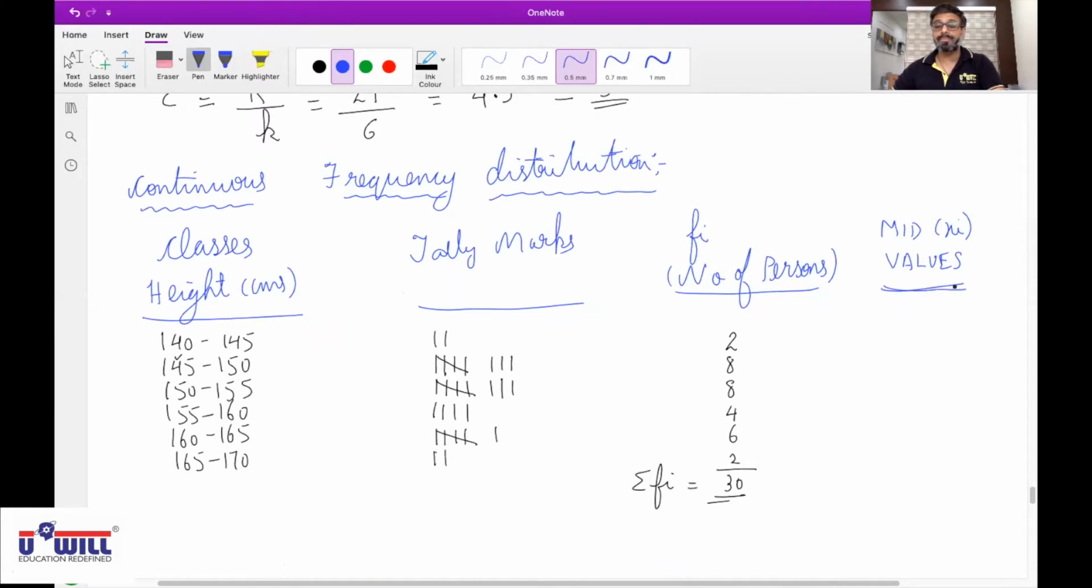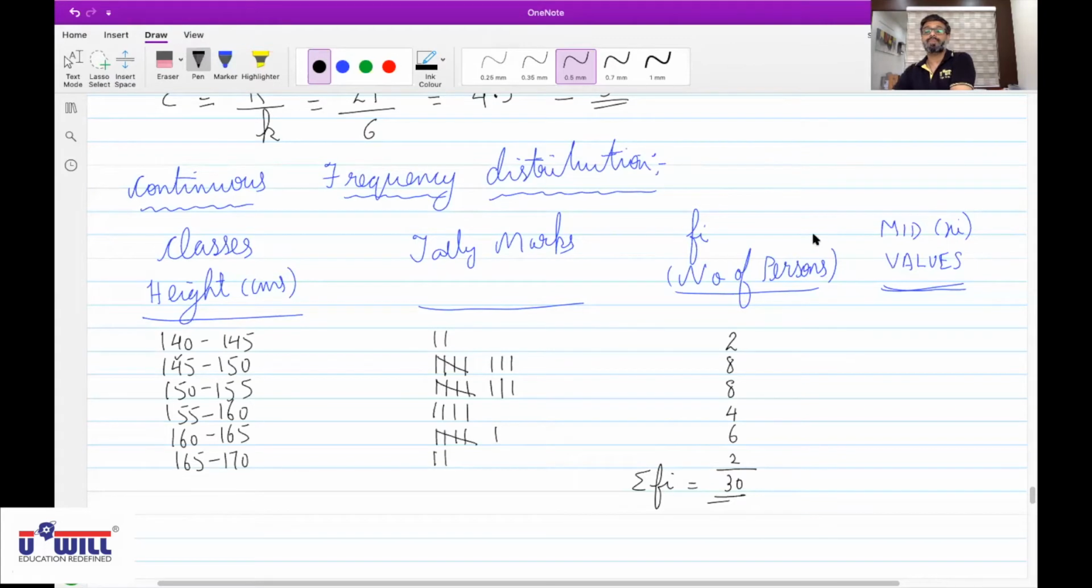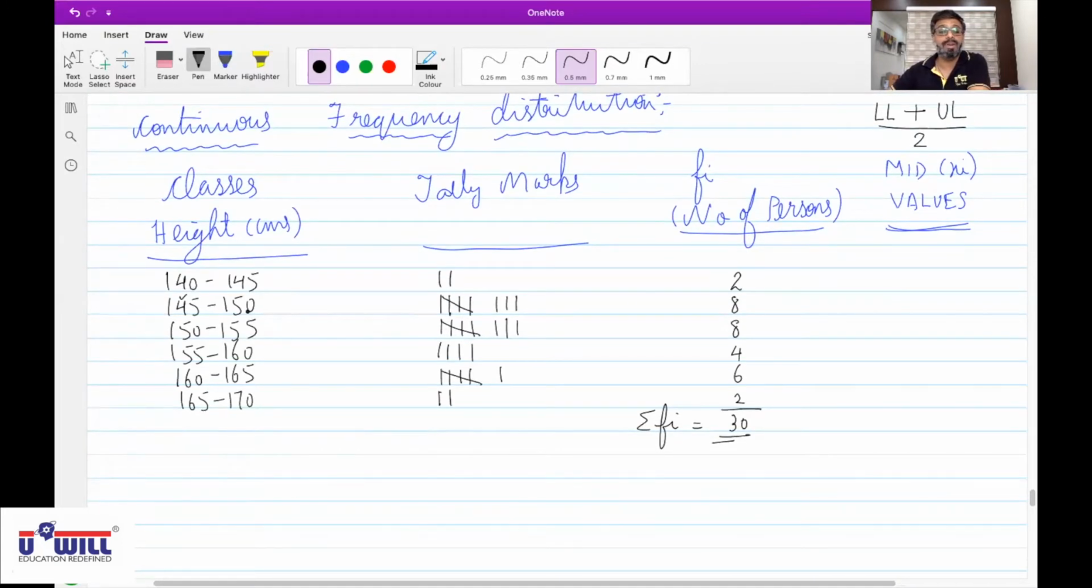So first of all, for mid value. Tanisha, what is the formula for mid value? Yes, sir. Lower limit plus upper limit upon 2. So Tanisha, can you tell me for first class how will you find the mid value? 140 to 145? 140 plus 145 divided by 2. Do it in calculator and tell me. 142.5.